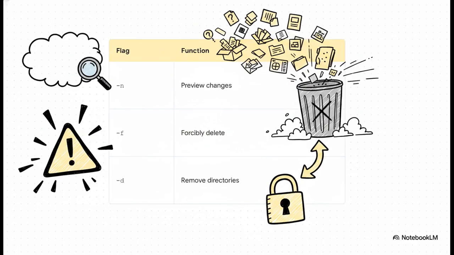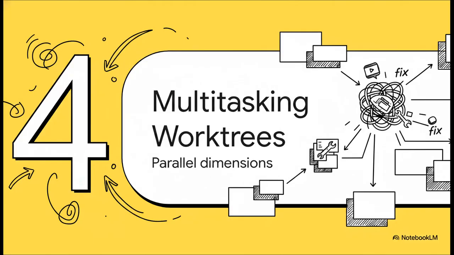But a huge word of warning here. Git clean is a destructive, irreversible command. Always use the -n or dry run flag first. That previews what's going to be deleted. Only when you are absolutely sure should you use the -f flag to force deletion or the -d flag to remove untracked directories. This brings us to Section 4, multitasking with Git worktrees.